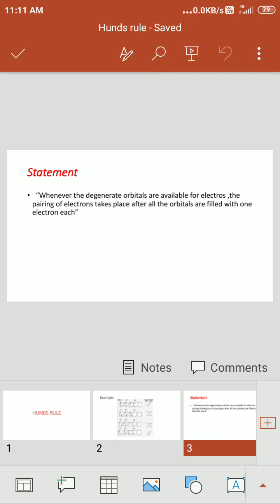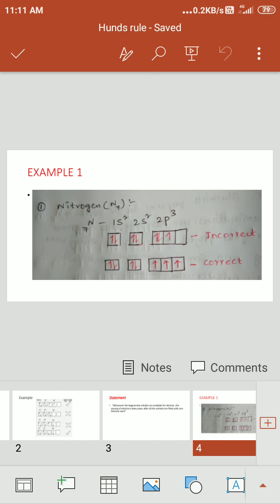Okay, so that is the statement of Hund's rule. Once again, whenever the degenerate orbitals are available for electrons, the pairing of electrons takes place after all the orbitals are filled with one electron each. So here are the examples. For example, the electronic configuration of nitrogen, atomic number 7, is 1s2 2s2 2p3.